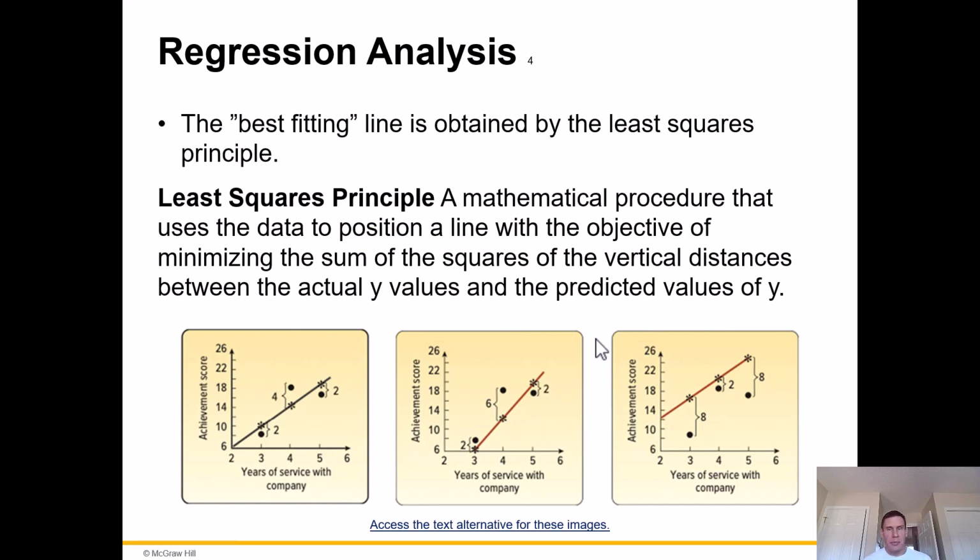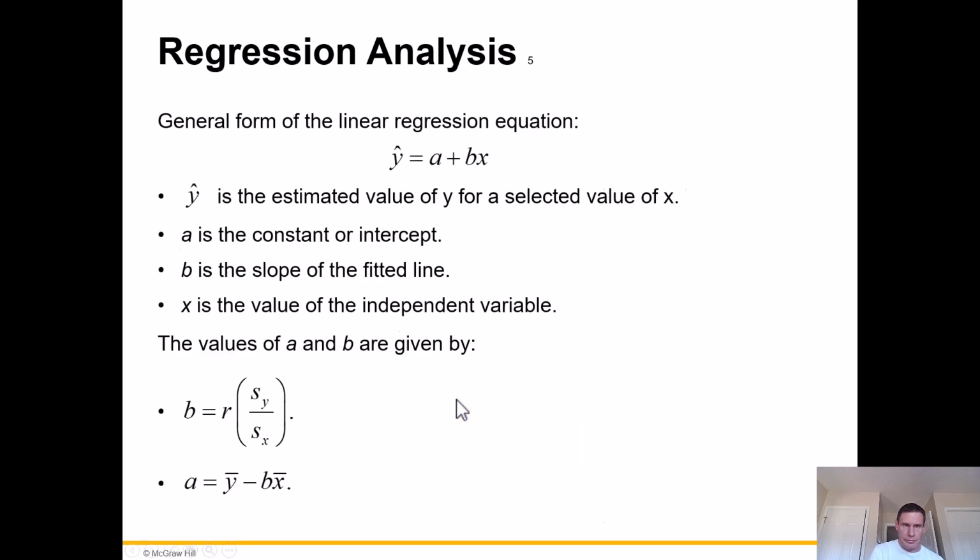As I said, the best fitting line is obtained by the least squares principle, minimizing the sum of the vertical distances between the points and the line. The formal definition of the least squares principle is as follows: a mathematical procedure that uses the data to position a line with the objective of minimizing the sum of the squares of the vertical distances between the actual y values and the predicted values of y. That's what you're seeing here. They're looking at which of these lines is the best one. We'd look at this one in the middle, the one on the right, and then we'd probably say the one on the left is probably the closest.